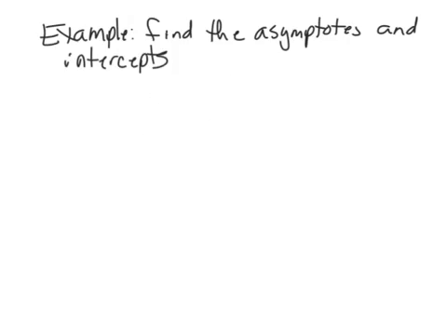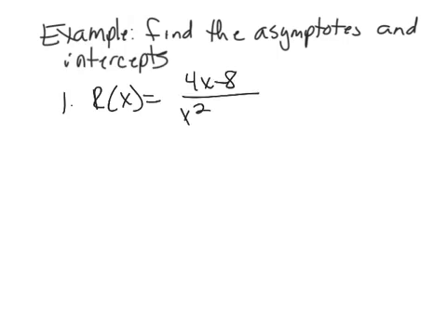Alright, so we're going to do an example here where we want to find the asymptotes and the intercepts. And here's what our example looks like. r of x is equal to 4x minus 8 over x squared minus 3x minus 4. So we're going to find 4 things. Make sure you label the 4 different things, otherwise I won't be able to decipher what you're doing.